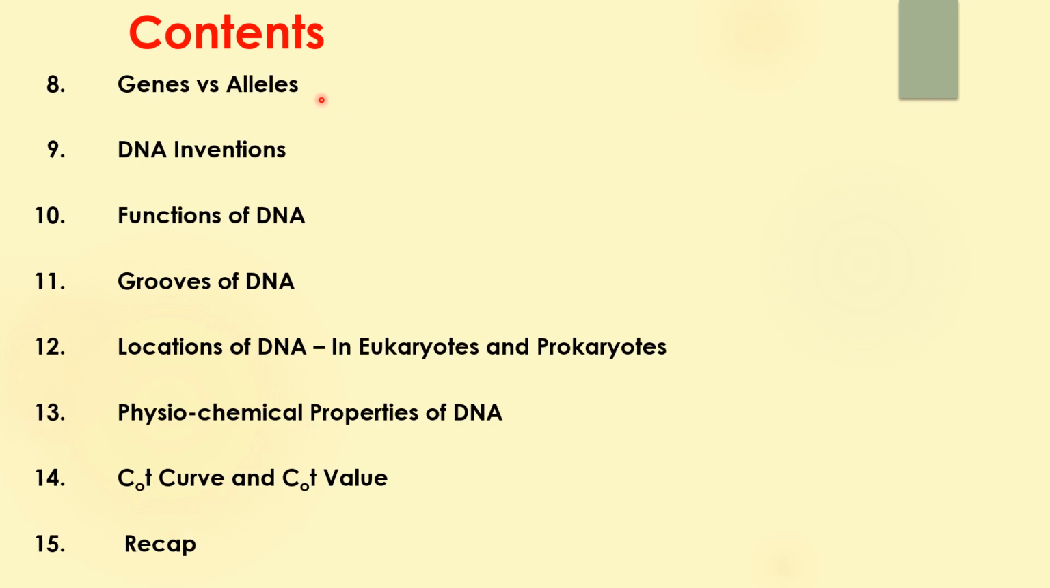Then genes versus alleles, DNA inventions, functions of DNA, rules of DNA, locations of DNA in prokaryotes and eukaryotes, physico-chemical properties of DNA, COT, that is the COT curve and COT value. What does it indicate? We'll speak about that. Recap, a short recap.